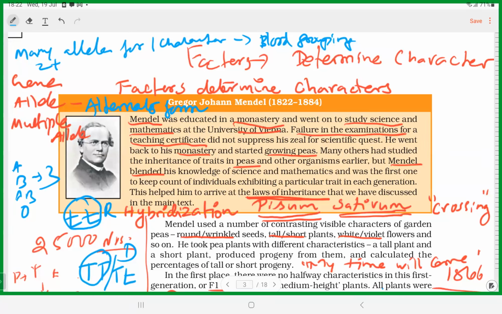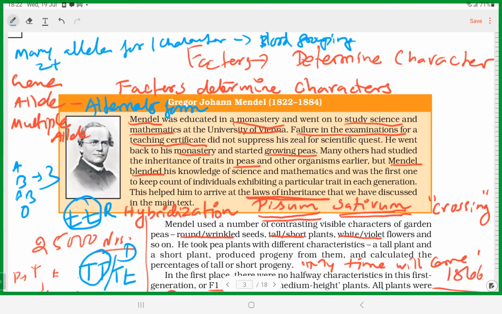Yeah, you can tell even. Okay, like this first. What are the seven characters? Stem height. Very good. Okay, now dominant right and recessive right. What are they?